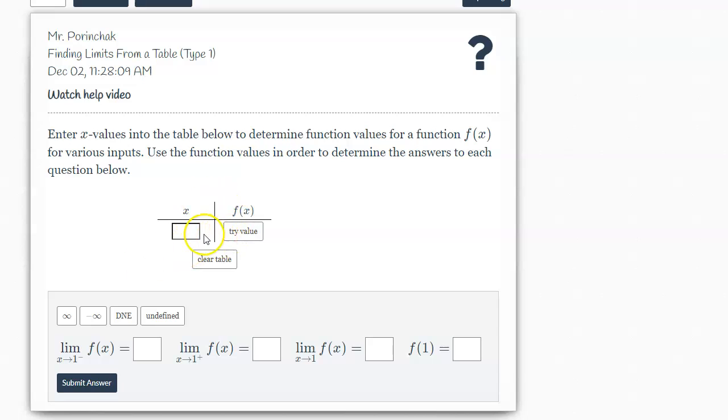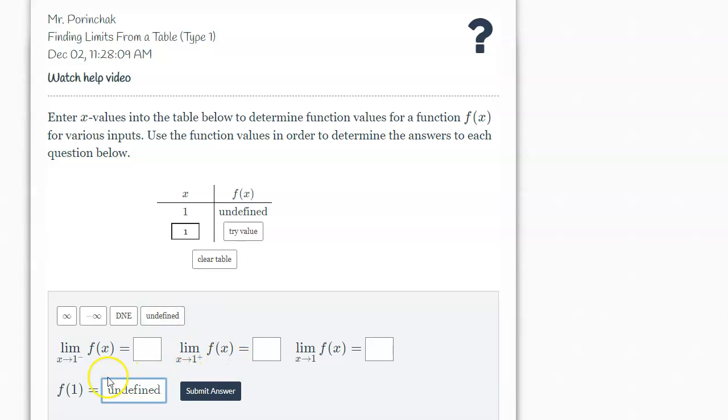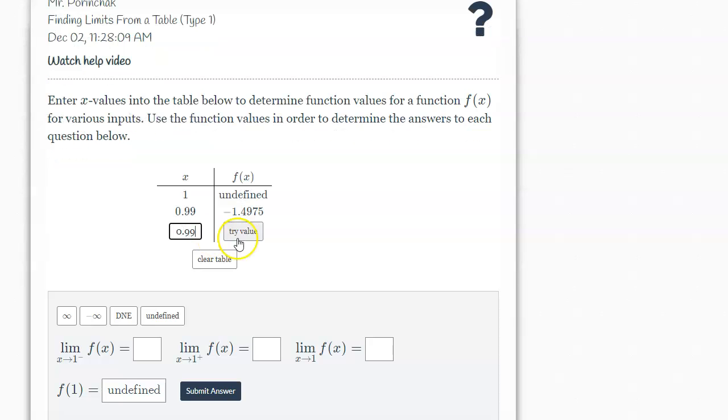So this is how this table works. For example, if I want to find f of 1, all I have to do is plug in 1. I type in 1 where that little box for x is and hit try value, and boom, it tells you the answer. It says it's undefined. So at 1, we are undefined, and I'm going to plug undefined in there. Now, we want to figure out what happens as we get really, really close to 1 from the left. That would be like 0.99. So you can go into this box and type in 0.99 and hit try value, and it gives you the answer.